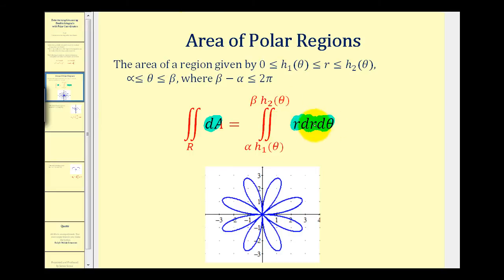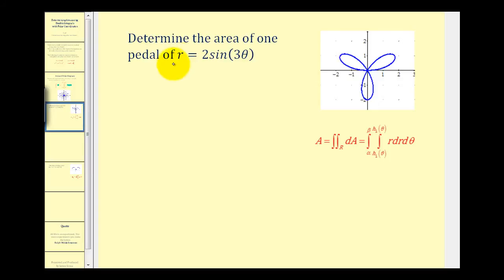Where the limits of integration for r must be a function in terms of theta. Let's go and take a look at a couple of examples. Here we want to determine the area of one of the petals of this rose. We'll take a look at the graph of this on our calculator in just a minute. But we know that r is equal to 2 sine 3 theta, so if we want to determine the area of one of these petals, we'll have the double integral and then r dr d theta.